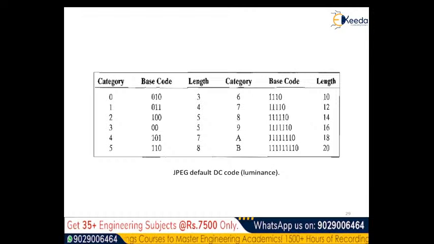So this is the table, the categories here we have in the first column 0, 1, 2, 3, 4 and 5. The base codes for the 0 it is 010, for the 1 it is 011, for the 2 it is 100, for the 3 it is 00, for 4 we have 101, then for 5 we have 110. The lengths here we have 3, 4, 5, 5, 7, 8. The categories 6, 7, 8, 9, capital A, capital B, the corresponding base code and the length here.